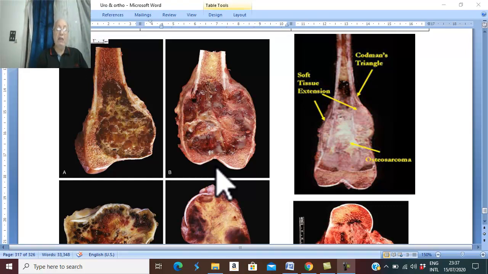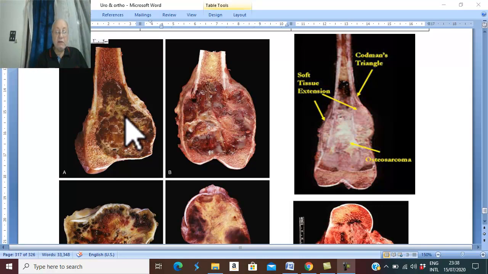In cut section, this is a typical tumor. There is a localized, soft, friable, well-defined swelling with no cartilage or new bone formation. No cartilage, this excludes chondrosarcoma. No new bone formation, this excludes osteogenic sarcoma, which is characterized by new bone formation.